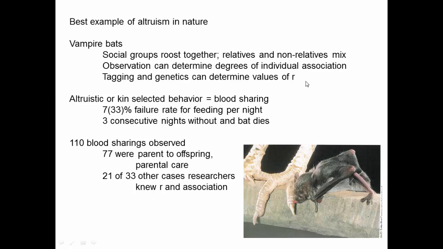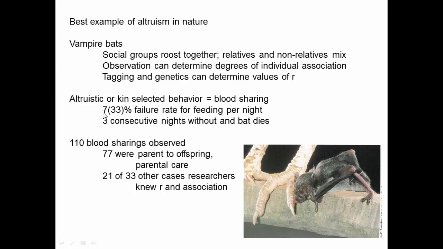And the altruistic behavior, or kin-selected behavior, we'll be looking at is blood sharing. So blood sharing is when the vampire bat goes out and gets some blood. It goes back to the cave, and other vampire bats that maybe haven't fed and are hungry can vomit up a little bit of blood and feed it to them, and that way both bats get some blood for the night.